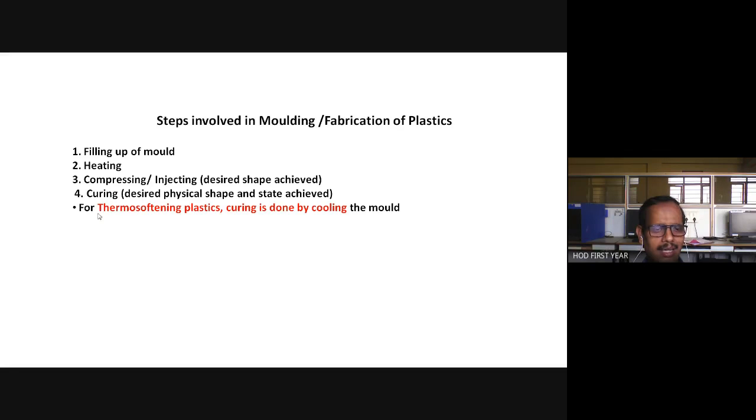If it is a thermosoftening plastic, what does that mean? Plastic which softens after heating, reversible to the heat, like polyethylene, polyvinyl chloride. Curing is done by cooling the mold. In the case of thermosoftening, we need to add cooling, because thermosoftening polymerization reactions are exothermic. So to remove heat and to get final bonding, we need to cool down the mold. That's all. And for thermosetting plastic, we don't have to apply cooling.